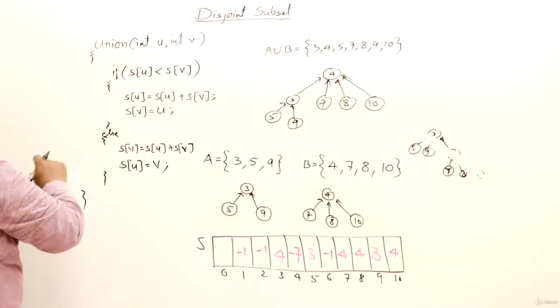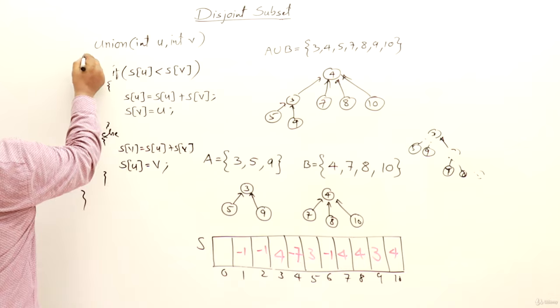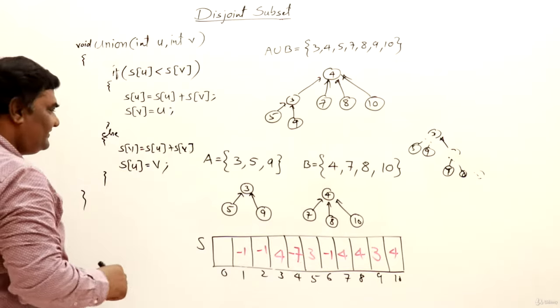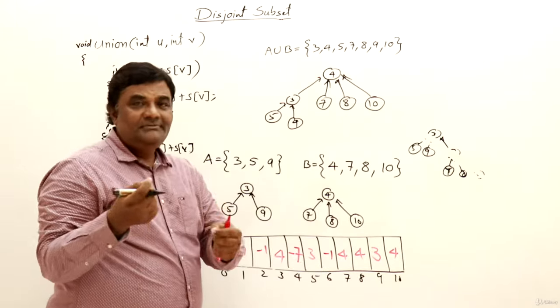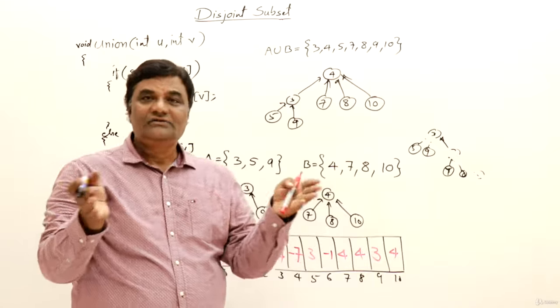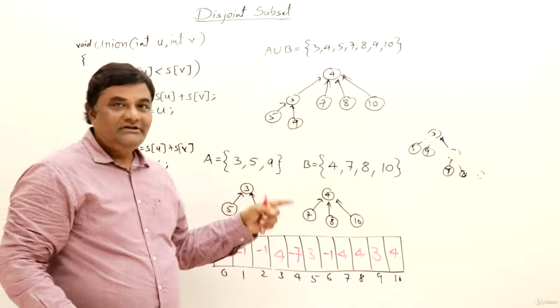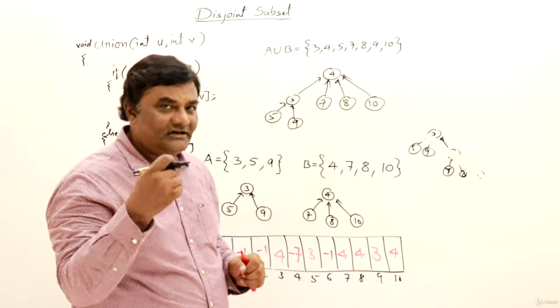This is the union operation. So as a C language function, we can implement this and we can say it is void union. It will perform union on this one. So one will be made parent of another, and the total nodes are stored in the parent. This is the union operation.